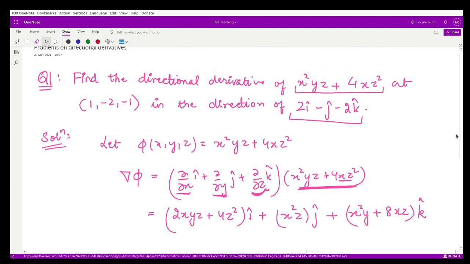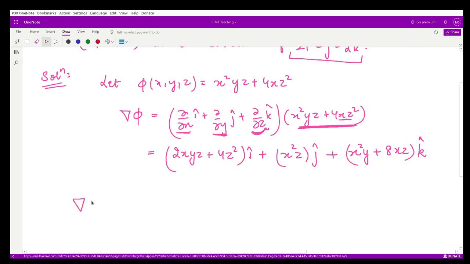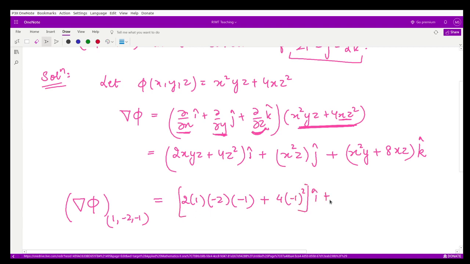The point is 1, minus 2 and minus 1. So accordingly, our gradient of phi evaluated at the point 1, minus 2 and minus 1 is going to be equal to, in place of x we'll write 1, in place of y we'll write minus 2, in place of z we will write minus 1. And similarly for every term we'll do the same. So this is our term with i cap, and then we have the term with j cap, and then finally the term with k cap. So plus 8 into 1 into minus 1 into k cap.